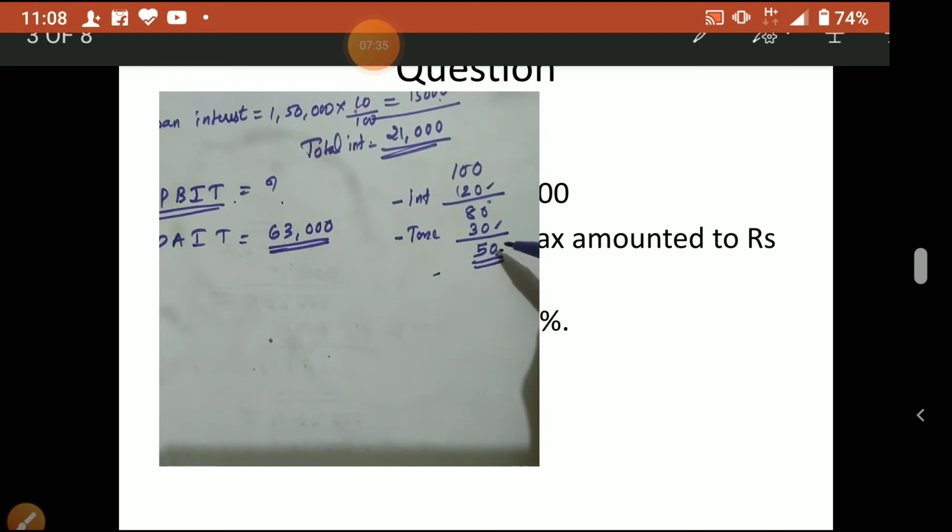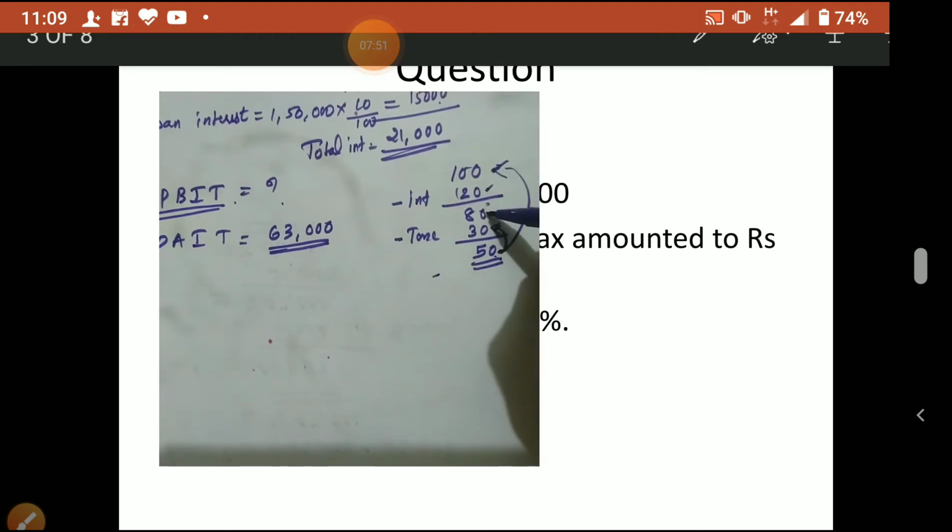Now the question asked is, before interest and tax, before paying these two amounts, what was the real profit? It was 100. So how do we go back from 50 to 100? First we have to add the tax. 50 plus 30, you will get 80. To that 80 you have to add 20. When you add 20 you will reach 100.